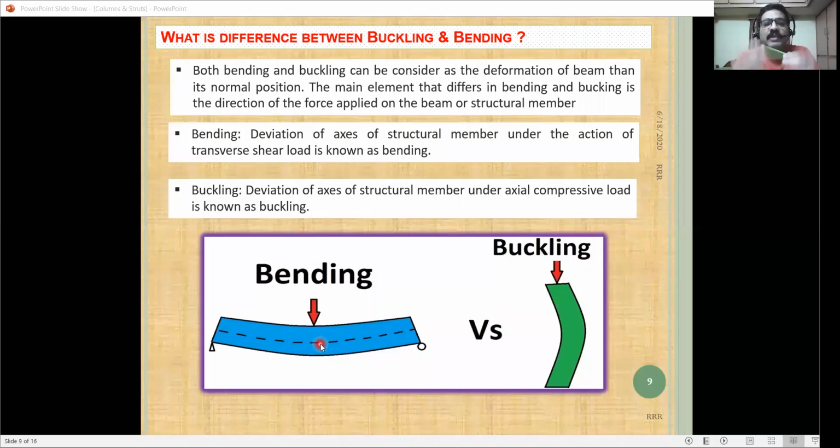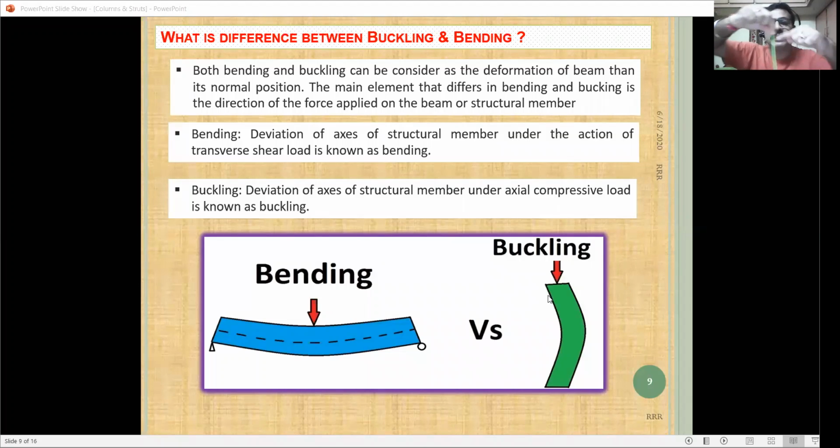But when we call it bending and when buckling is based on how the load acts. Suppose the load acts perpendicular, we call it bending. If the load acts parallel to the member, then it will deform, and we call it buckling. Similarly, a column is always a vertical member, an axial member, right? So obviously, the load acts along the length of the member and it is deforming, that we call buckling.